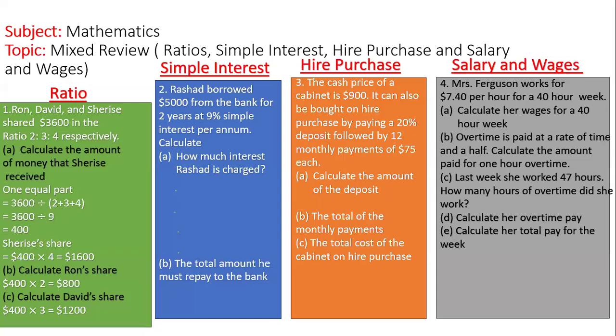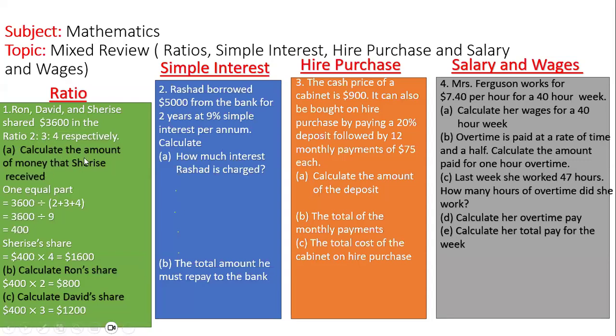So first of all, what do we do? Well, we know we have Ron, David, and Charisse, and we know that they shared 3,600 in the ratio 2 to 3 to 4, respectively. So 2 equal parts is for who? Ron. Very good. Who has 3 equal parts? David. And who has 4 equal parts? Charisse. Very good. So we have 2 for Ron, 3 for David, 4 for Charisse, right?